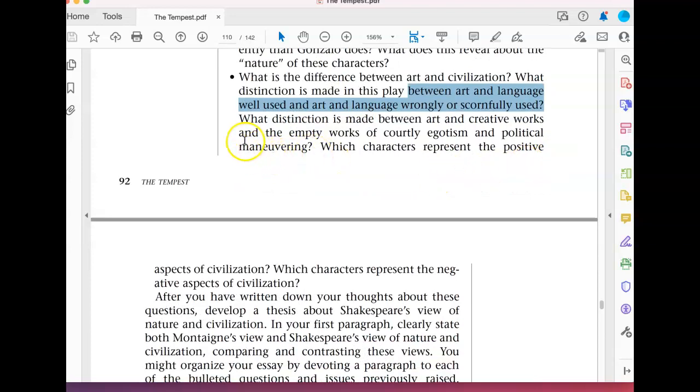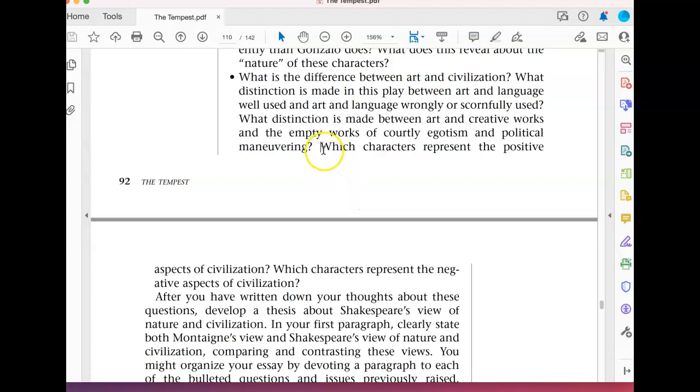I like this. It takes a while to get around to it, the difference between art and creative works and the empty works of courtly egoism and political maneuvering. It's basically the difference between Prospero and what he's hoping to do, because what he really has done is Prospero has become a playwright. Everybody's like a puppet, and he holds the strings. And so that's what he's doing, he's trying to bring about some kind of reconciliation, bring everybody back to their true selves through repentance and self-awareness. And that's what you'd hope art and creative works would reveal, the better nature. But then look at this courtly egoism and political maneuvering. That is Alonso, Antonio, and Sebastian, and to some extent Stefano and Trinculo. That doesn't bring out what's best in people.